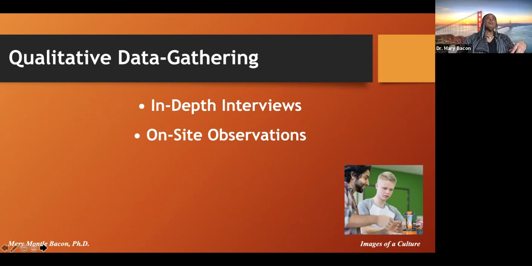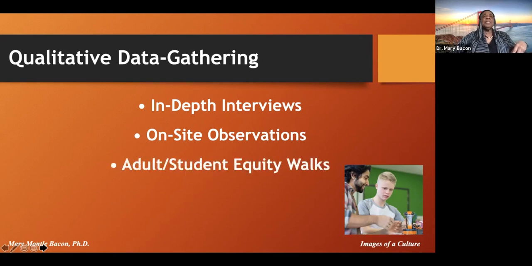If in fact we weren't dealing with distance learning right now, one of the important ways to get qualitative data is to actually go on site and do observations in the classroom and on the campus to get a sense of how it deals with the population that they serve. I often prefer to do equity walks where I actually have either adults, but my preference is to take 2 or 3 students with me on a journey through that campus. And as we go through, ask them certain kinds of questions to get a sense about how they evaluate what it is that they see.